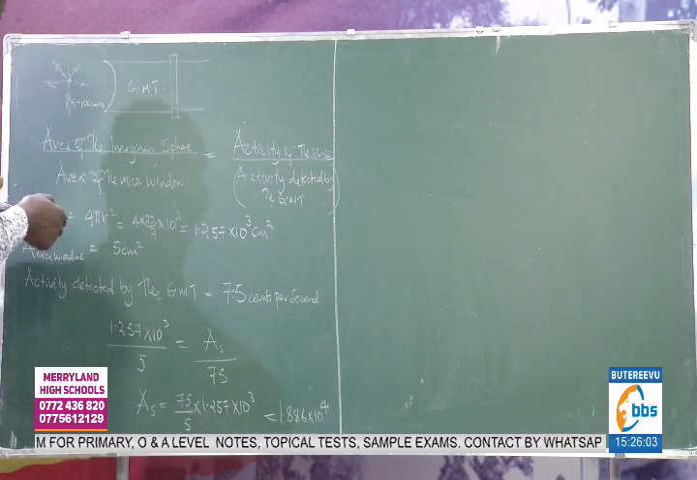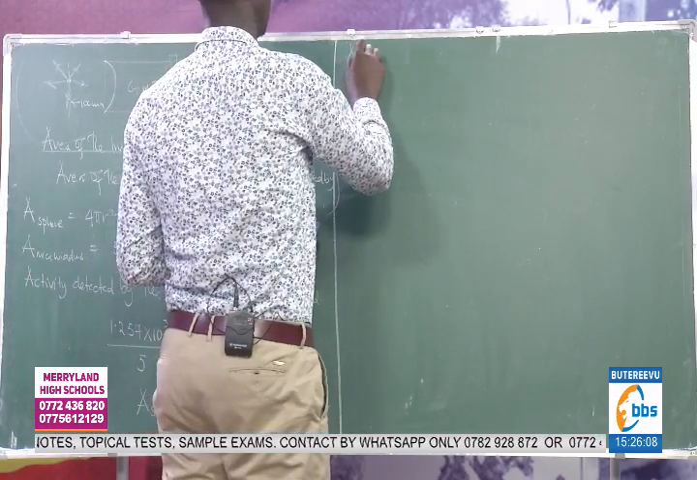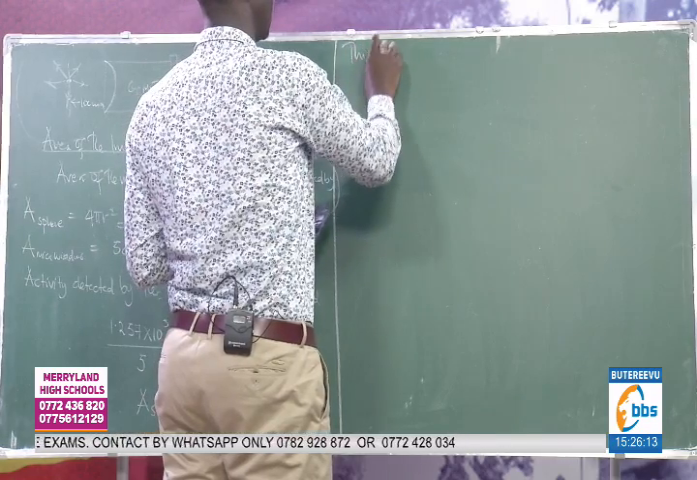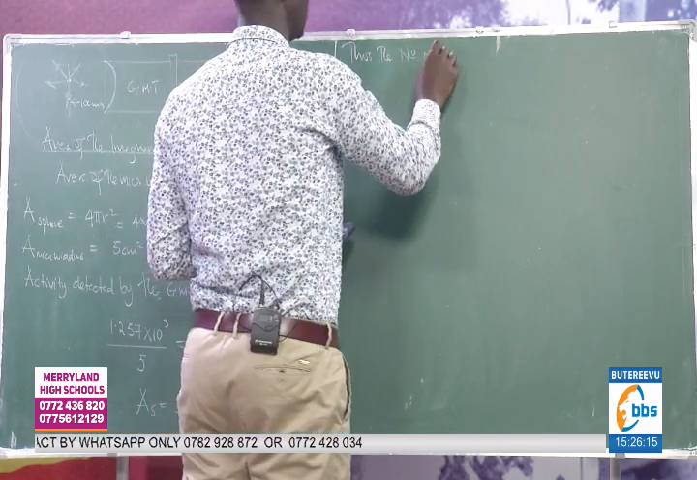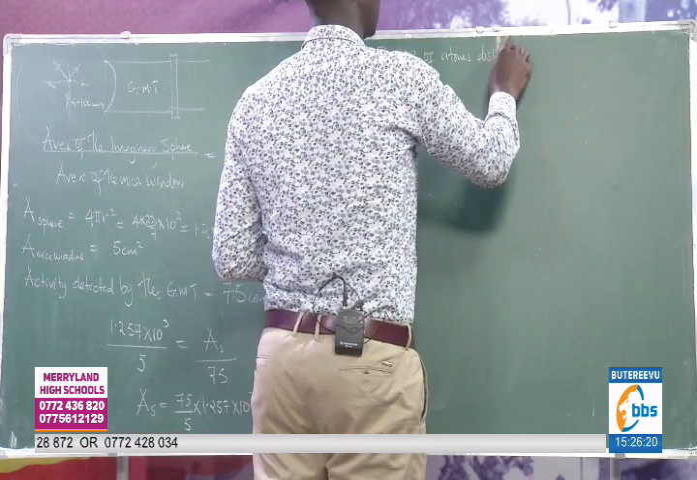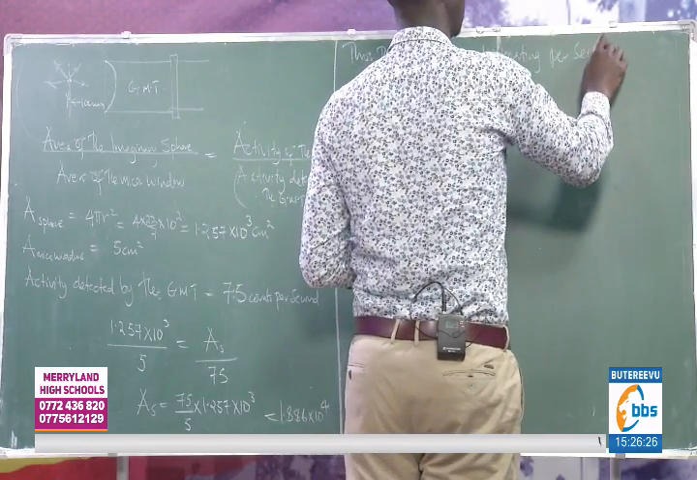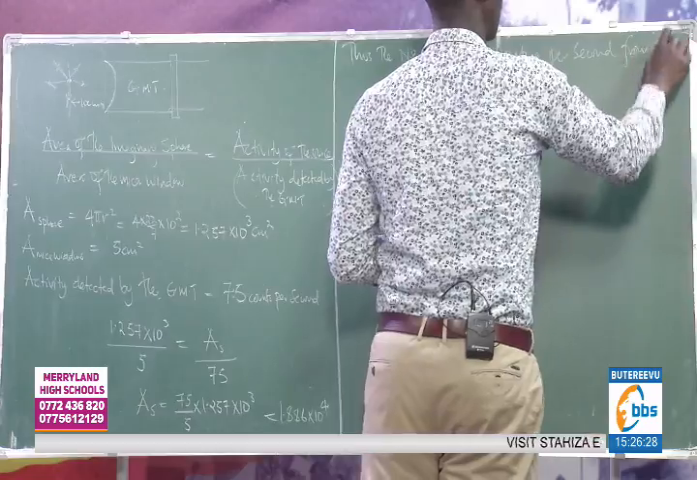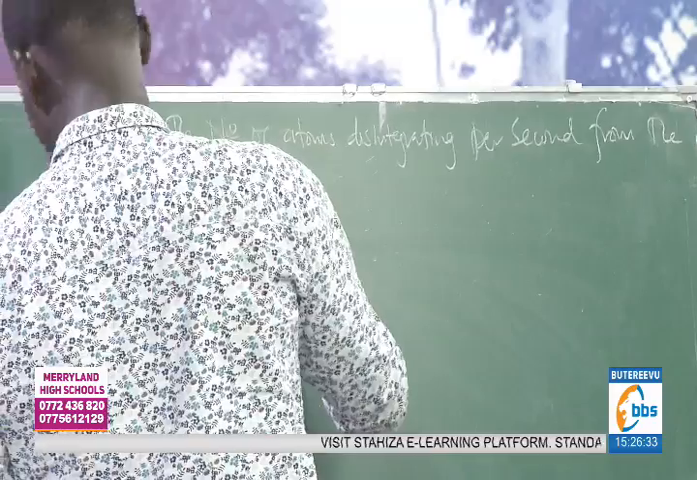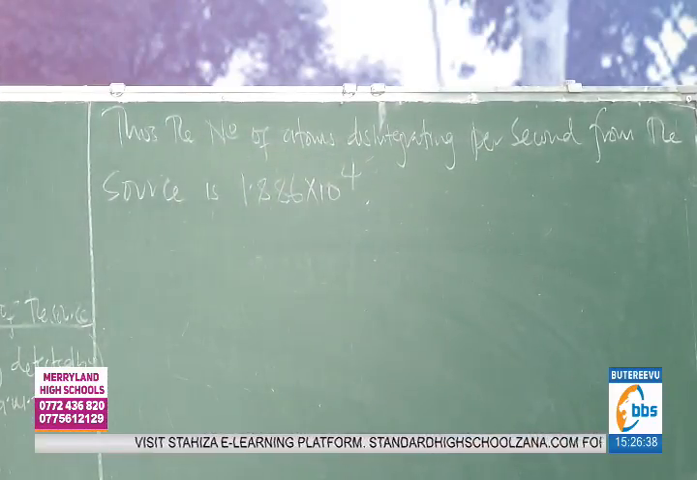Counts per second. Number of atoms disintegrating per second from the source is 1.886 exponent 4. That is the solution to Roman 1.